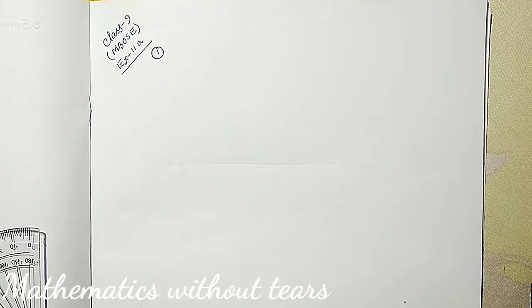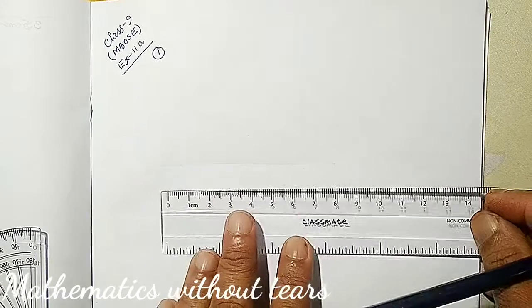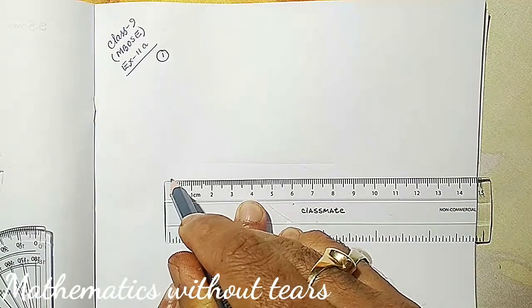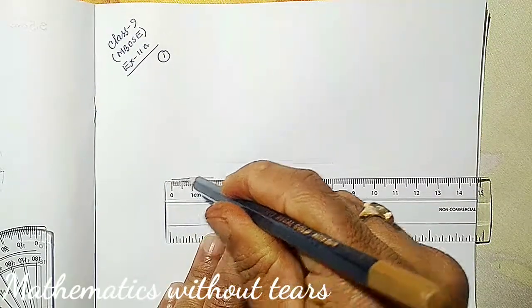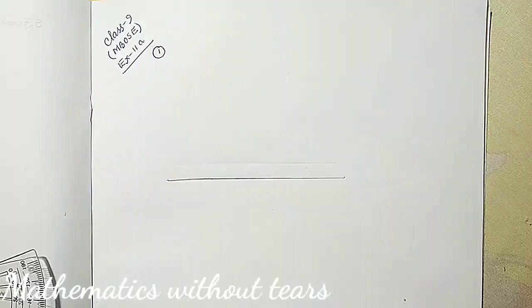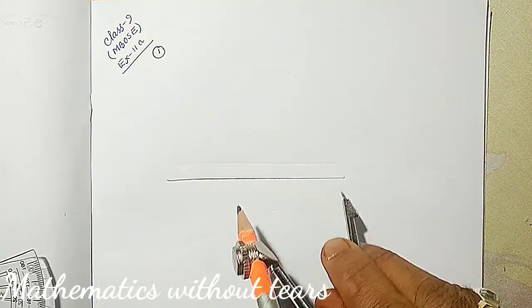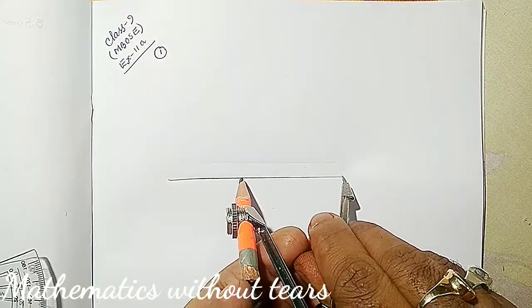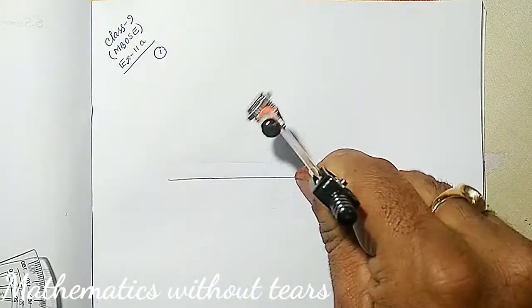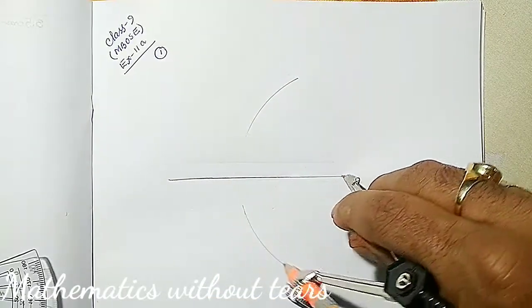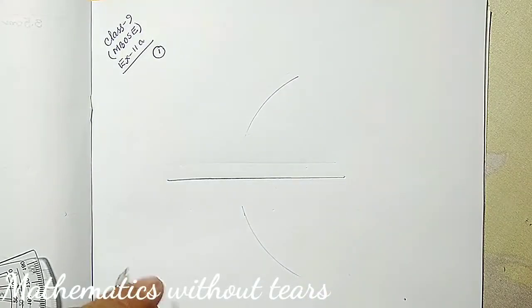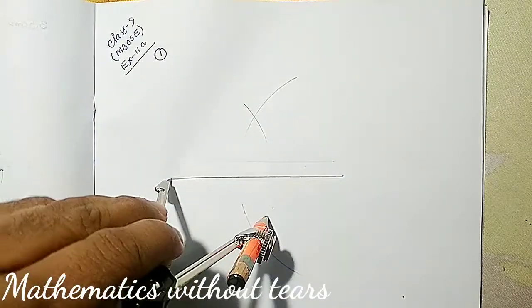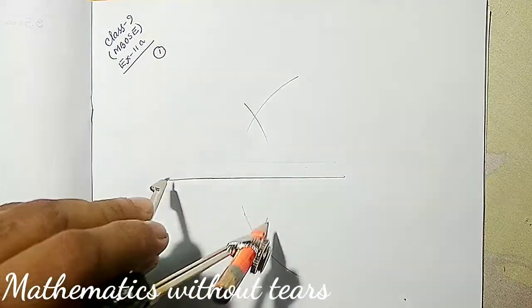As given in the question, we have to draw a line segment of length 8.4. So let me draw a line segment of length 8.4. Starting from 0, you have to draw up to 8.4. After drawing the line segment, we have to place compass here and take a radius more than half of the line segment. Then we have to draw two arcs, one here and one here. Similarly, again from this point we have to draw arcs. So these two arcs will intersect at 2 points.